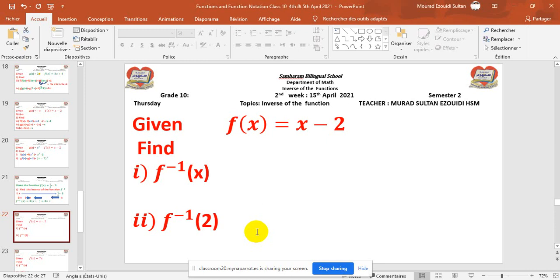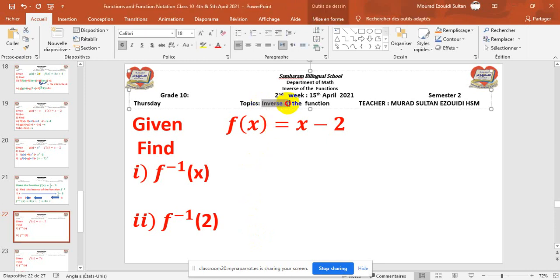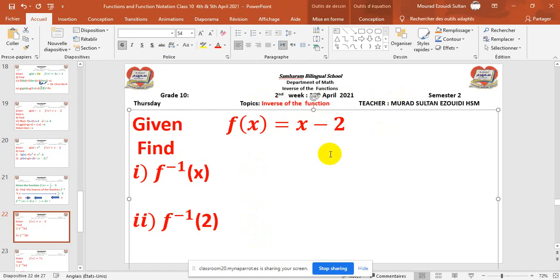Okay, now the topic is the inverse of a function. You see this? The inverse of the function. You will write the inverse of the function. Then I will start explaining this, okay? Everyone of you sees the screen board. Good.